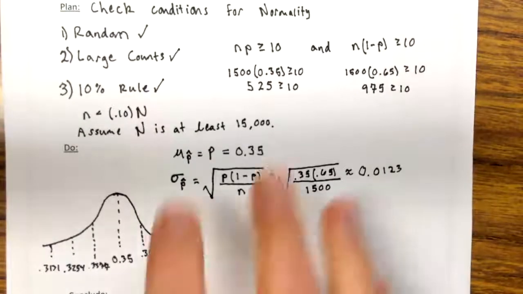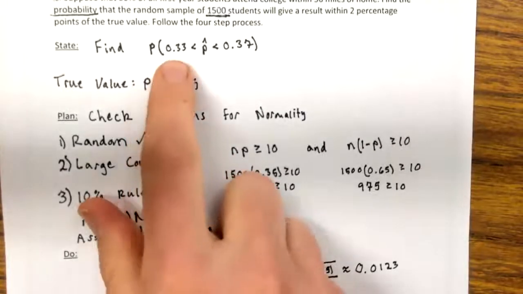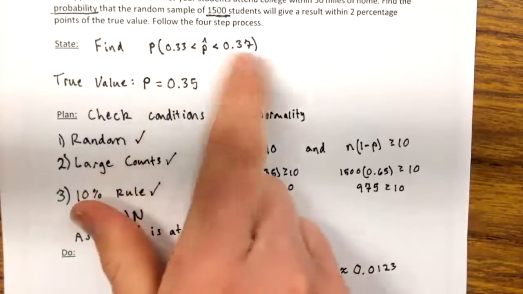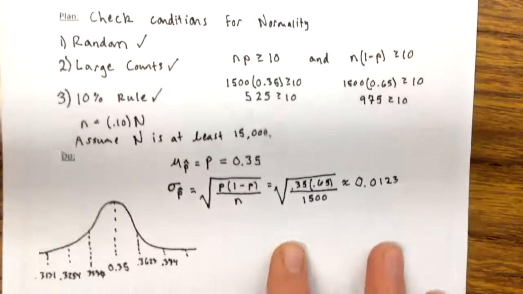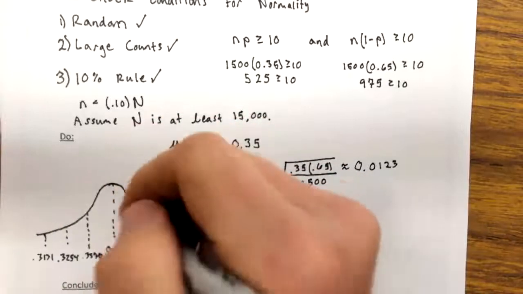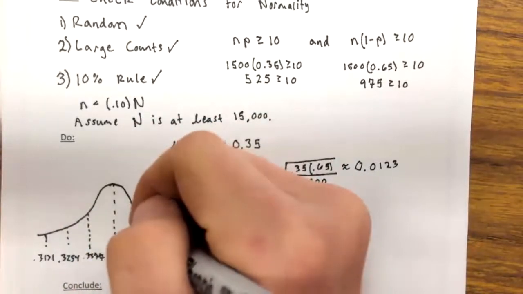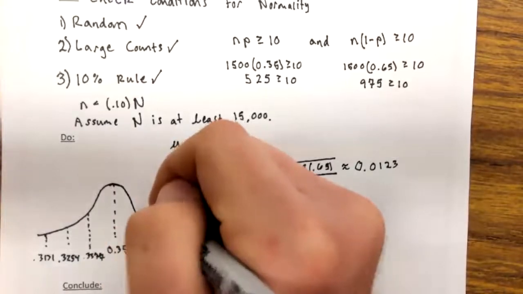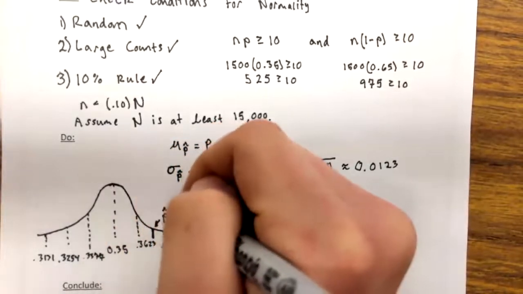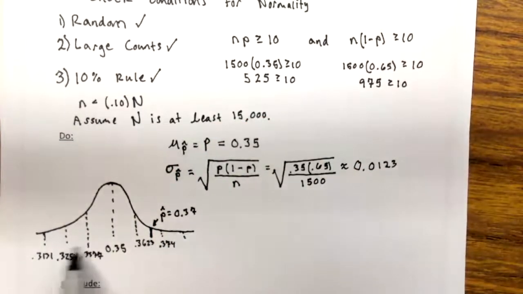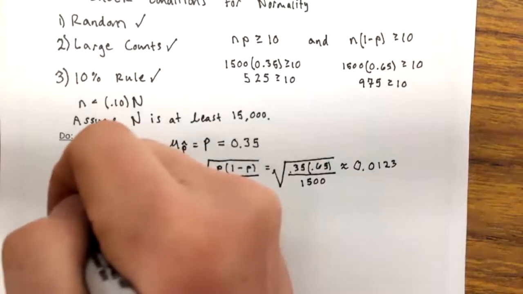Remember what we were trying to do? Back up here in the state step, we're trying to find the probability that our sample proportion is between 0.33 and 0.37. Always draw that on your normal distribution and shade it in. We know that 0.37 would fall probably around right here on our distribution, and we know that 0.33 is going to fall somewhere in between this range, maybe like right here.